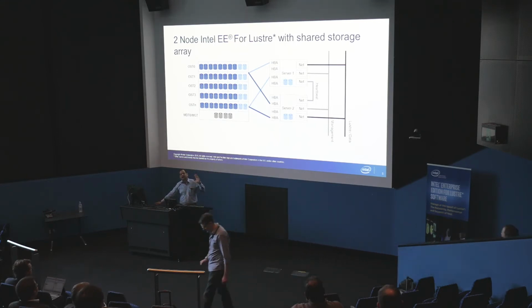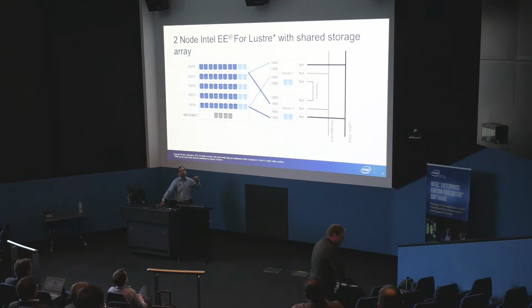So you could see a heartbeat link for the HA purpose of it, and there is a management network only for the management if we are using the Intel Manager for Lustre for the monitoring or management purpose, and there is a data network as usual, which could be InfiniBand or OmniPath or whatever.